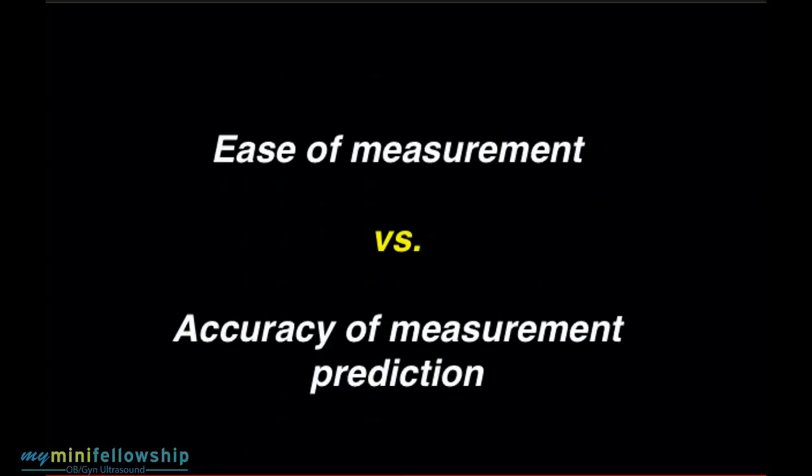Whenever we're measuring anything, we have this dichotomy. Ease of measurement versus accuracy of measurement prediction. Obviously, what we would like is that the measurement be ridiculously simple to obtain, and then that measurement will completely and precisely predict what it is we are trying to predict. I'm sorry to tell you, but that virtually never happens.